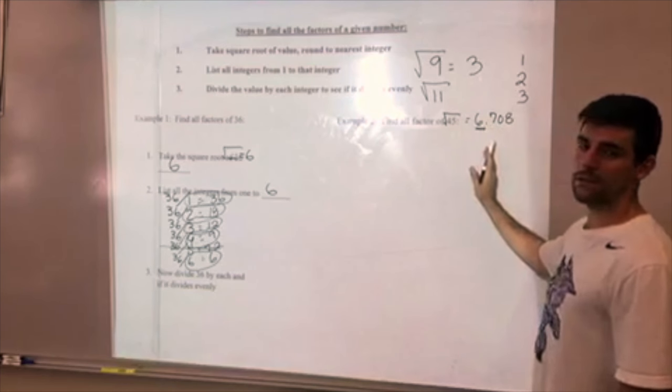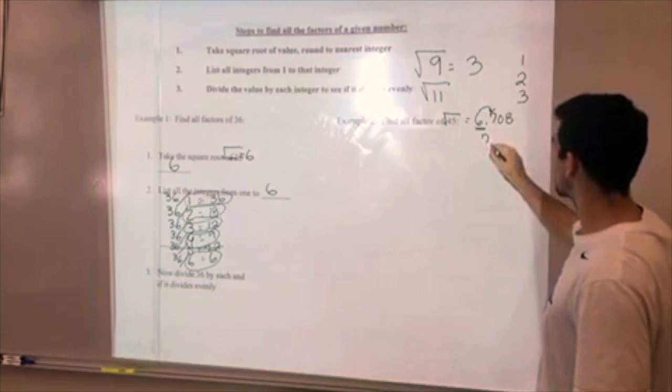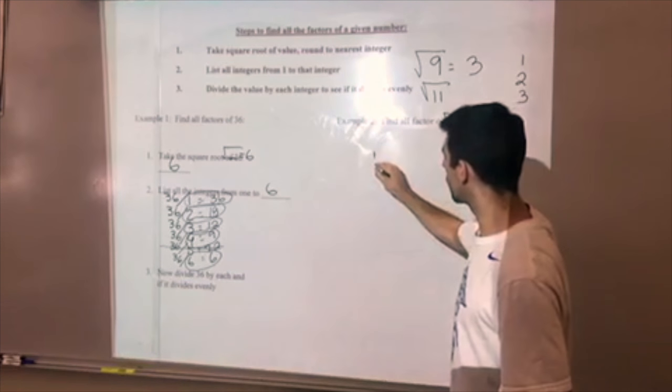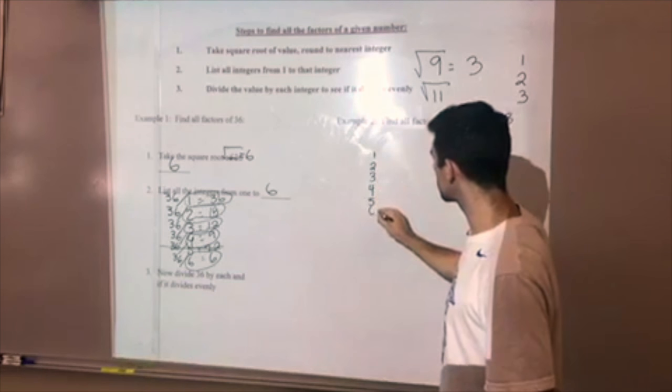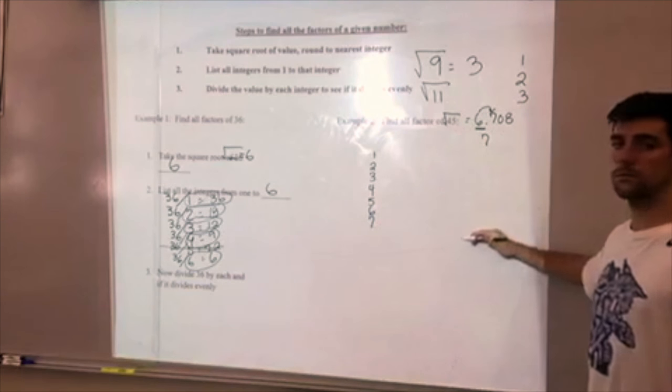So I'm trying to round to this whole number. This is the ones place, the integers place, or the whole numbers place. I'll look next door. It's going to round up to 7. So now I'm going to list all my numbers 1 through 7: 1, 2, 3, 4, 5, 6, and 7. I list these numbers out.